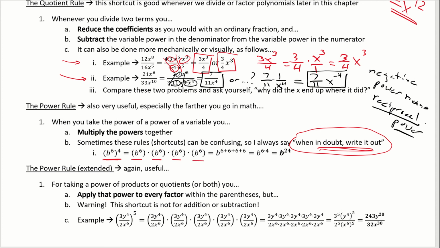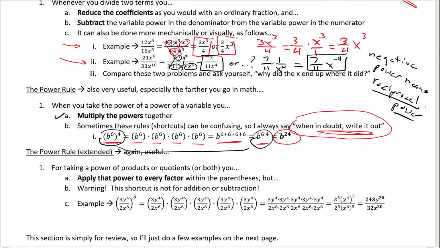But the product rule says, add the powers, 6 plus 6 plus 6 plus 6. Well, I know what that means. It's 6 multiplied with 4. It's 6 4 times. And therefore, I get b to the 24th. Well, the shortcut says, don't do all that writing, just multiply the powers together. And that's what students of algebra know. When you take a power of a power, you multiply the powers together. It's nice, it's quick, it's easy, it's fun.